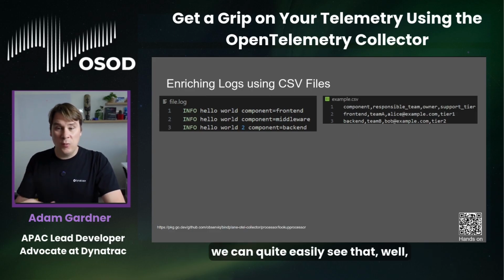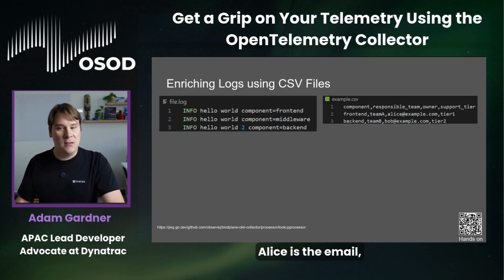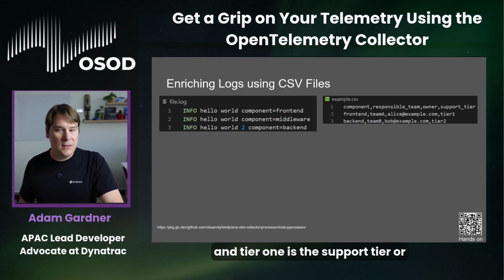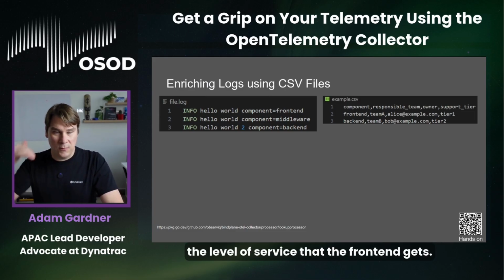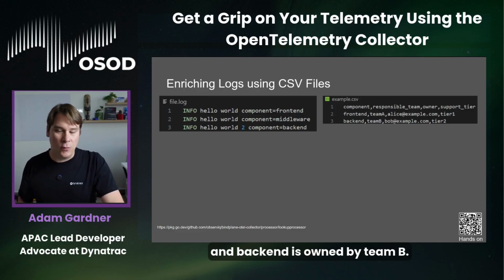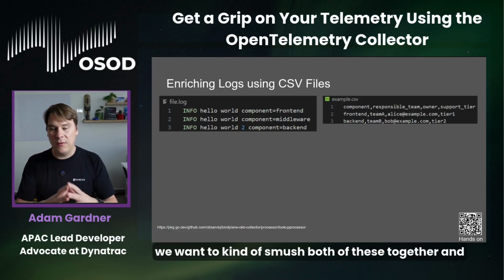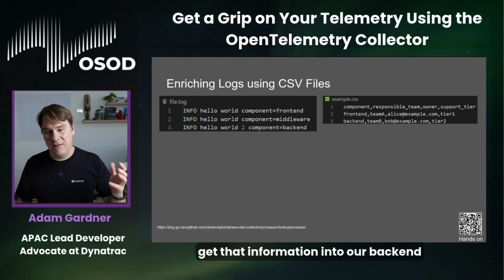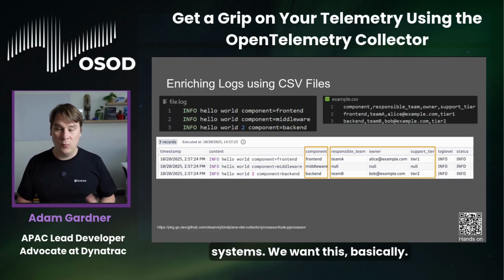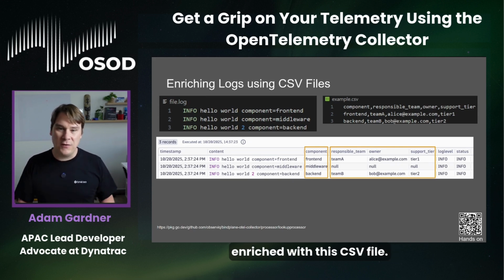Now, as humans, we can quite easily see that the component front end is owned by team A, Alice is the email, and tier 1 is the support tier, or the level of service that the front end gets. Middleware doesn't have any owners, and back end is owned by team B. And that information, we want to smush both of these together and get into our backend systems. We want this, basically. Every single log line has been enriched with this CSV file.